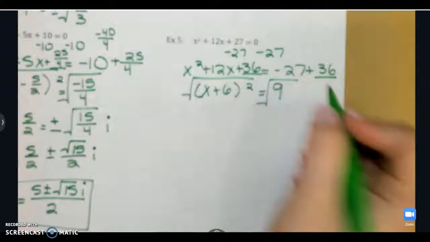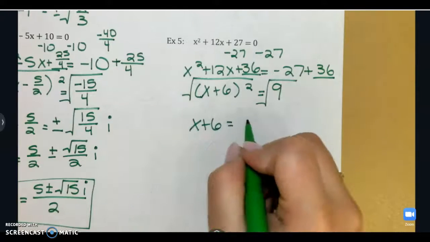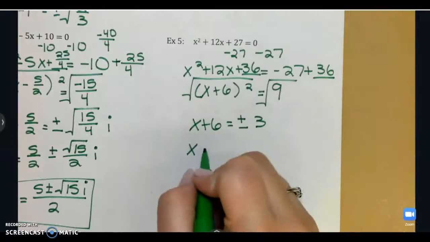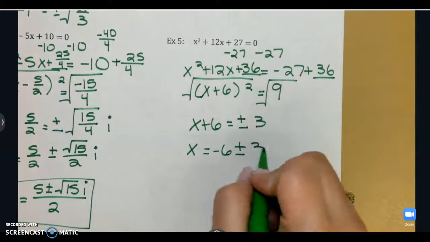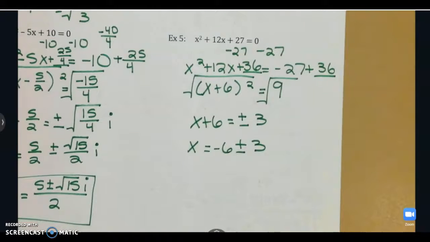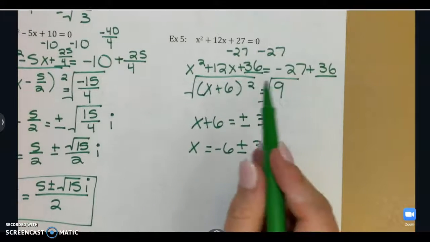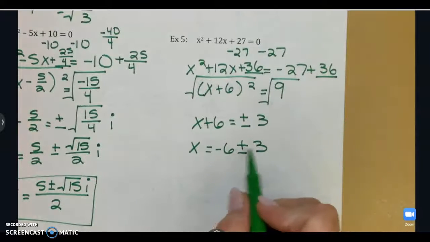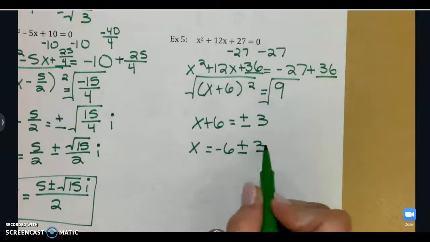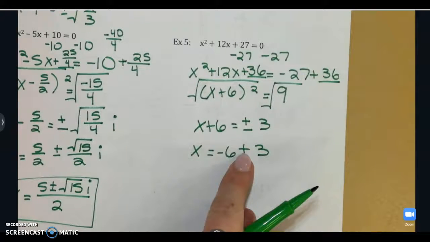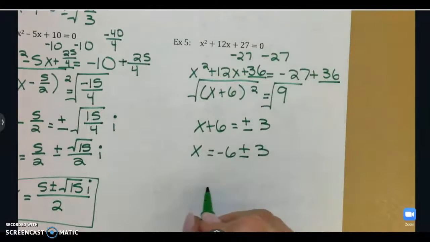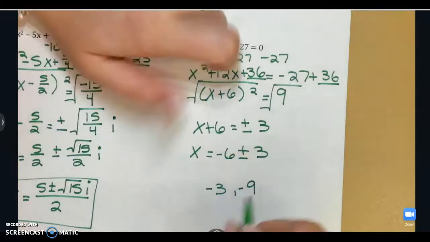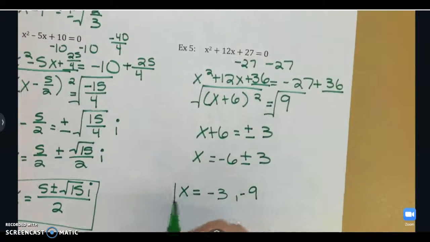So I square root both sides, and x plus 6 is equal to plus or minus the square root of 9, which is 3. So then I move that 6 over, and I have negative 6 plus or minus 3. Now, every other time we've done problems like this, we've had not perfect squares. So we've had radicals, and we were leaving it in exact form. Well, these are both whole numbers, so I can actually do this operation. Negative 6 plus 3 is negative 3, and negative 6 minus 3 is negative 9. So x is negative 3 or negative 9.